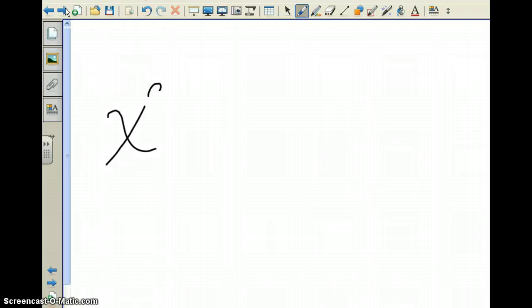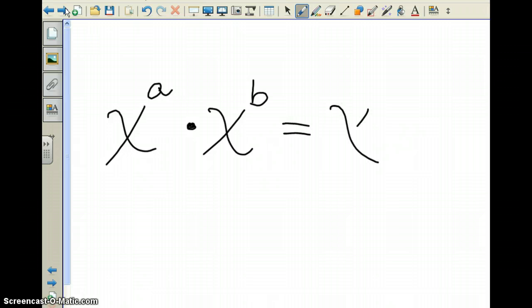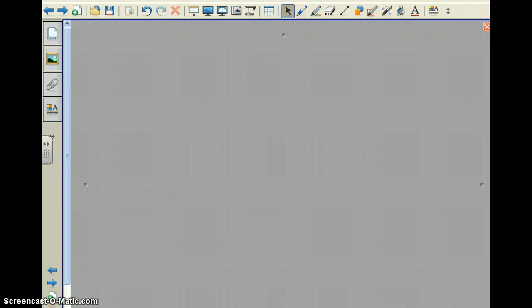The x to the a times x to the b will equal x to the a plus b power, those two exponents added together. So now on the back of your card, let's do a little practice with this next law.